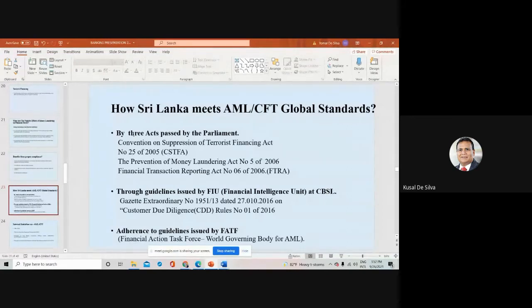Then the customer due diligence is very, very important. Another aspect introduced in 2016 is adherence to guidelines issued by FATF, the Financial Action Task Force, the world governing body for AML. These are very, very important.